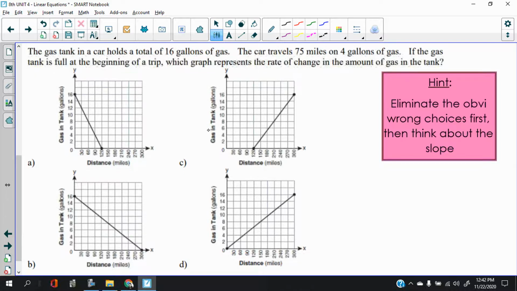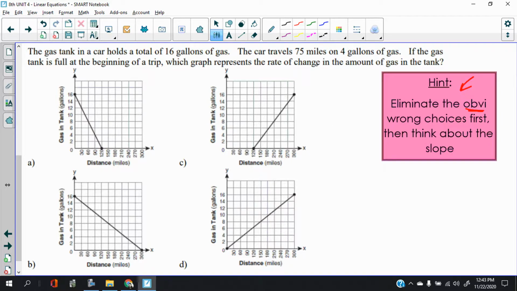So here, let's read together, okay? Here it says the gas tank in a car holds 16 gallons of gas. The car travels for 75 miles on 4 gallons of gas. If the gas tank is full at the beginning of the trip, which graph represents the rate of change? Okay, so here we go. Now, here's the hint, right? Eliminate the obvious wrong choices first. Okay, I just didn't want to keep writing, so I just wrote obvi. But I knew that you guys would understand what I meant. Eliminate the obvious wrong choices first, then think about the slope.